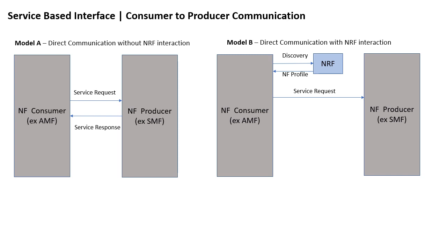AMF will talk to NRF and try to get the different network functions available for that particular network service, which means the different producers available for that service. Then AMF will select a producer and send the service request, and the producer processes that request and responds with a service response. So this is called Model B. It is again direct communication, but with NRF interaction.